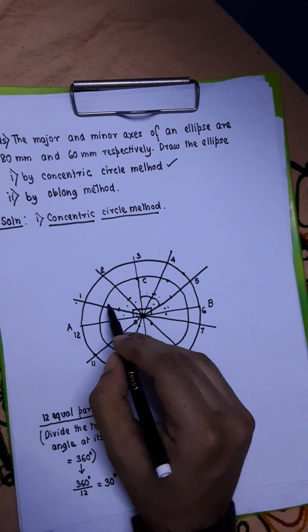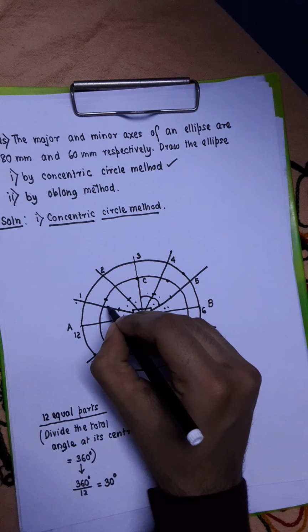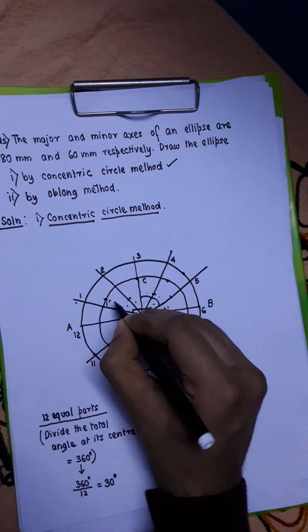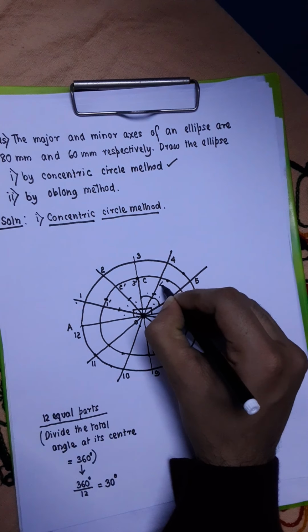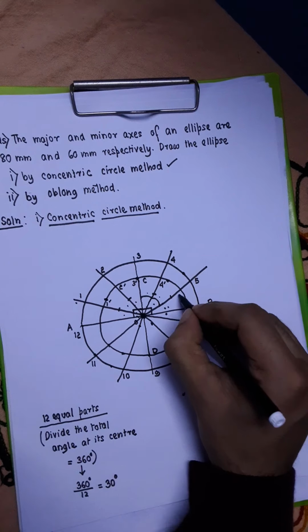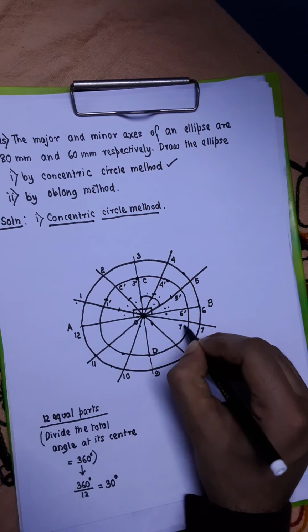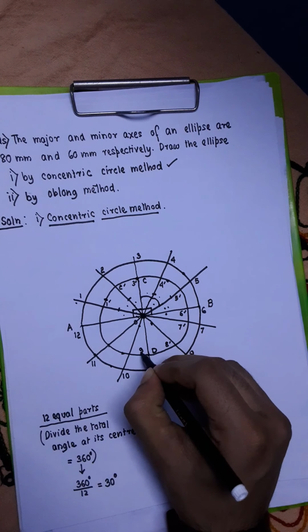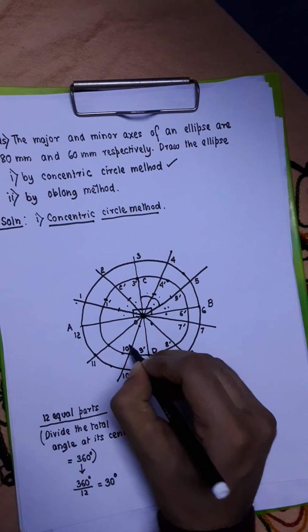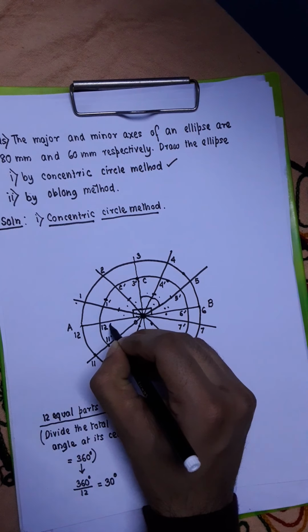Similarly, the division points on the smaller circle, that is the circle which was drawn with the minor axis as the diameter, let us number as 1 dashed, 2 dashed, 3 dashed, 4 dashed, 5 dashed, 6 dashed, 7 dashed, 8 dashed, 9 dashed, 10 dashed, 11 dashed and 12 dashed.